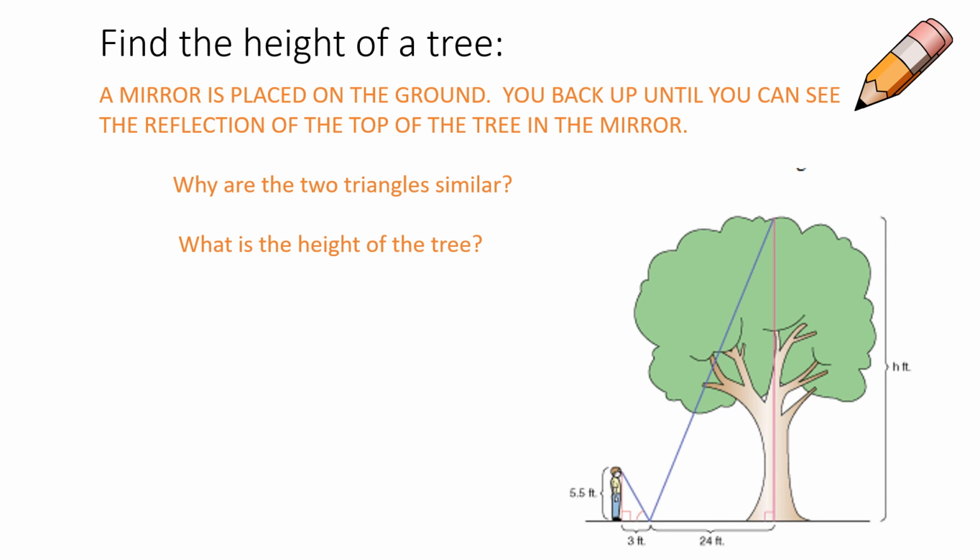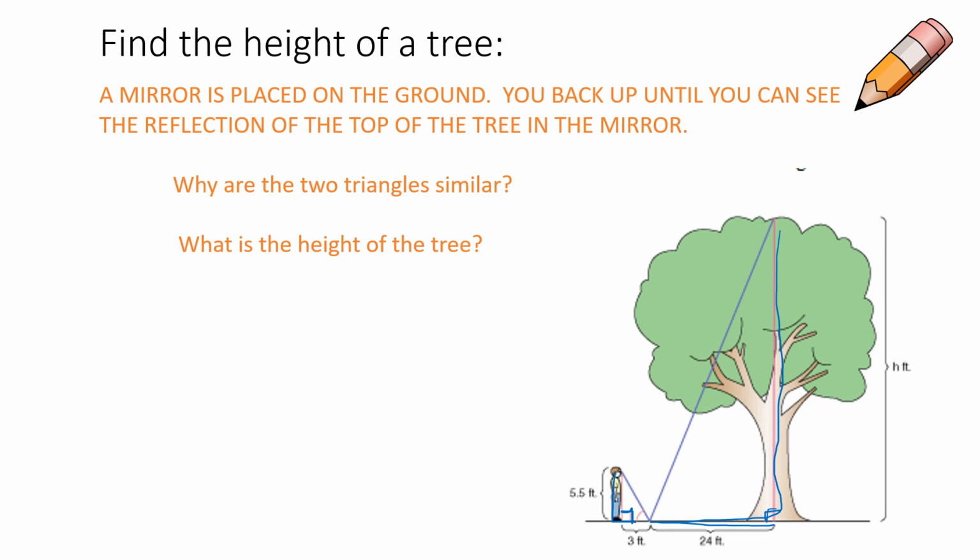So here in a real life example, we want to find the height of a tree. A mirror is placed on the ground. You back up until you can see the reflection of the top of the tree in the mirror. So we want to ask, why are the two triangles similar? Now, if you notice, this person standing with the ground is creating this right angle here, and the tree with the ground is also creating this right angle here.